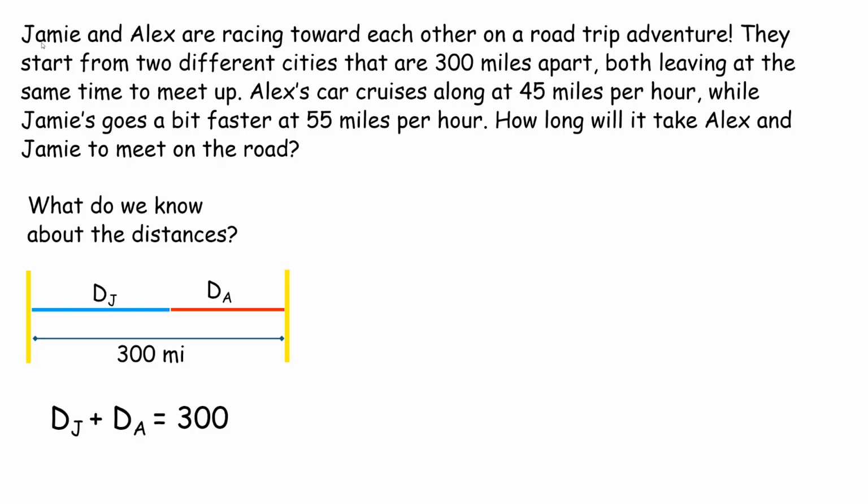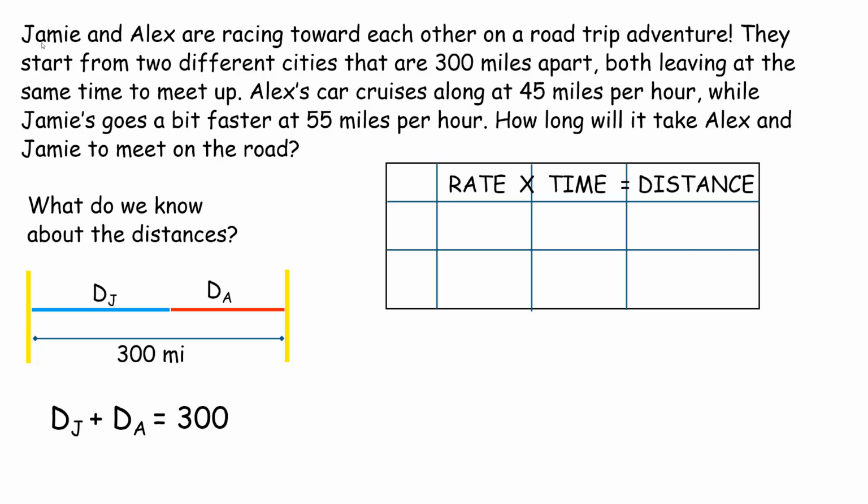So now we know our situation with the distances, and we are going to fill in our chart again with rate times time equals distance. We're going to figure out the rates and the times, and we're going to fill in the distances using the equation rate times time equals distance. Okay, so Alex's car is going at 45 miles per hour. We will fill that in right here for Alex's rate. While Jamie's goes a bit faster at 55 miles per hour, so we will fill in his rate as 55.